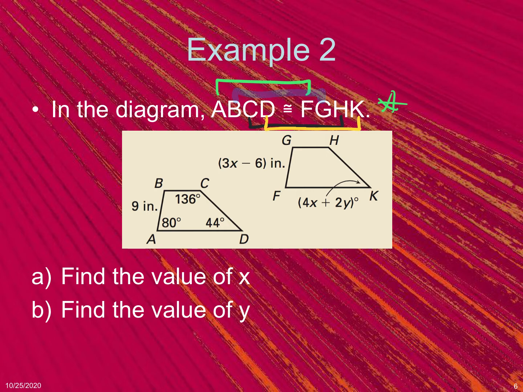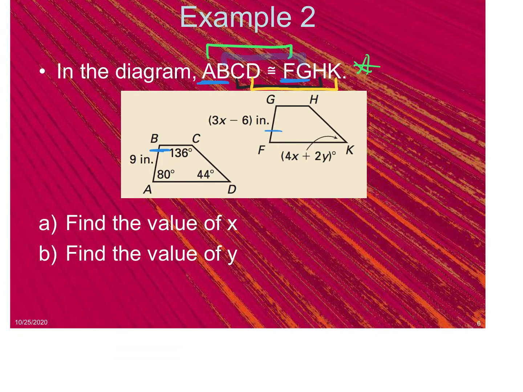So notice what they want me to find is the value of X, and X is over here. I'm going to use GF. Notice G and F are the first two letters here, so it's going to match with the first two letters in the statement here. So GF is going to be congruent to AB.